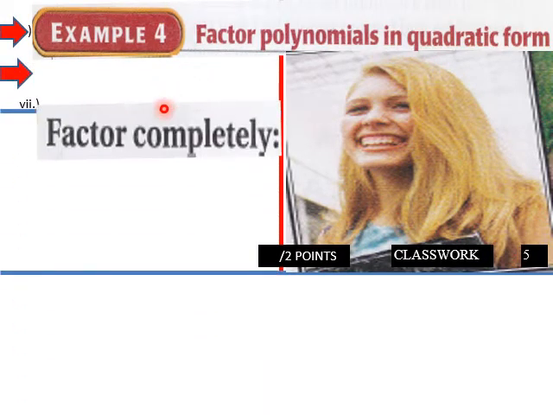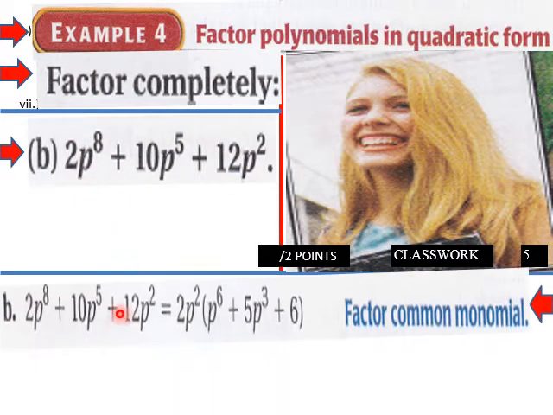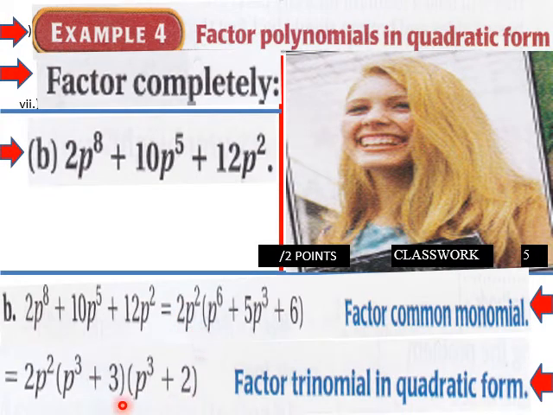Then factoring polynomials again in quadratic form, factor completely. So we have this situation here. How will we factor that in quadratic form? So we have 2p to the 8th plus 10p to the 5th plus 12p squared. We can factor out a 2p squared here, and we get this expression here, p to the 6th plus 5p cubed plus 6. So we factored out a common monomial, which is 2p squared.